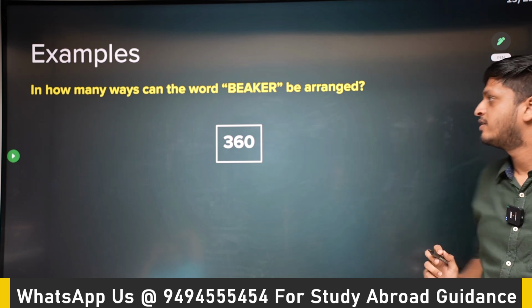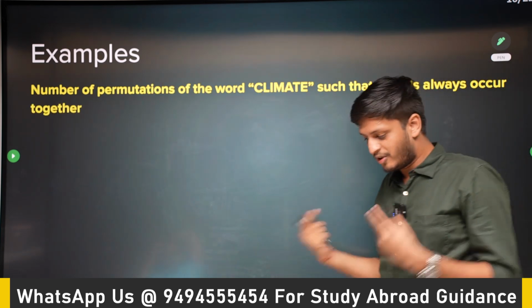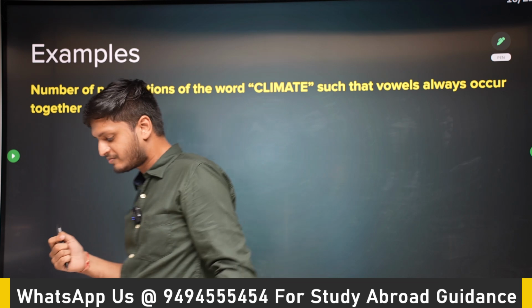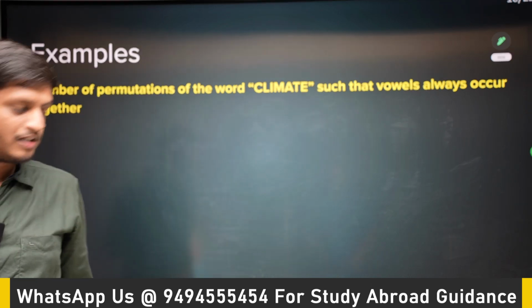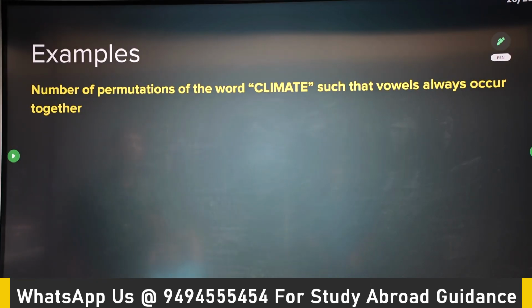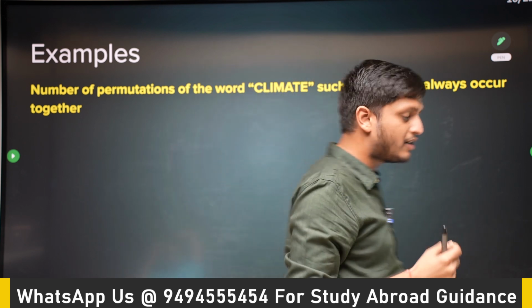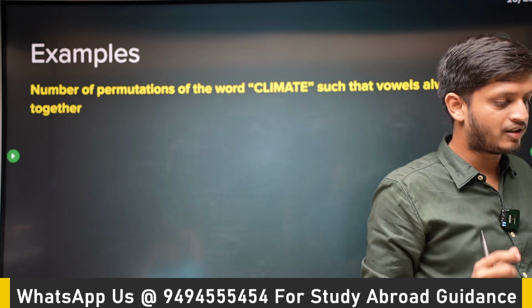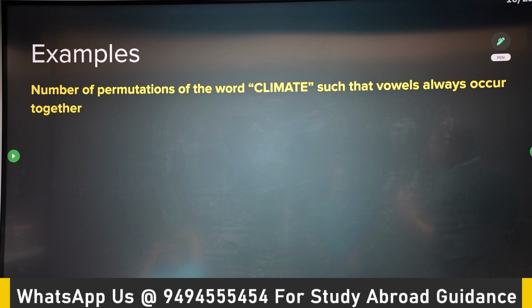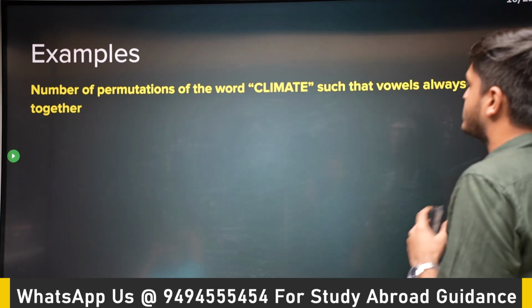Okay? Okay, now more difficult problem. So again, pause the video and think about it. So the number of permutations of the word CLIMATE such that the vowels always occur together. Okay? Try to reduce the problem. Try to remember the rule of product. Try to reduce the problem and then solve it. So the number of permutations of the word CLIMATE such that vowels always occur together.